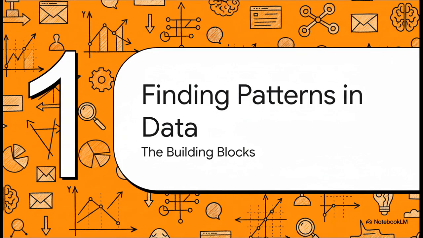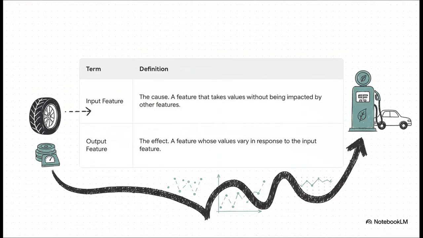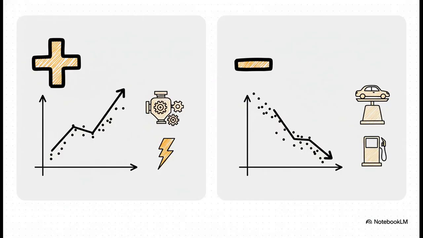All right, first things first. Before we can build anything, we need to understand the two basic roles our data can play in any kind of analysis. The easiest way to think about this is cause and effect. You've got an input feature, that's the cause, the thing you're controlling or observing, and then you have the output feature, that's the effect, the thing that changes in response. So, going back to our car example, the weight is our input, and the fuel efficiency, the MPG, that's the output we're watching. And these patterns, they basically go in two main directions.